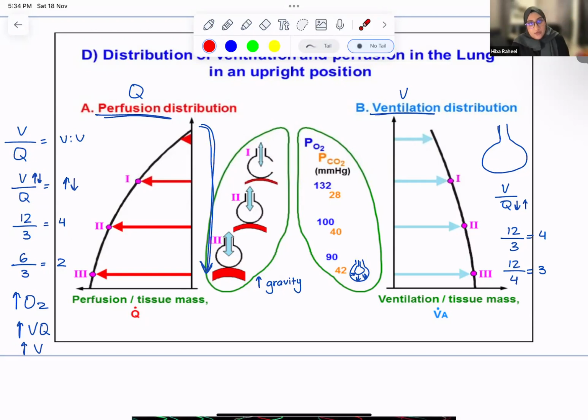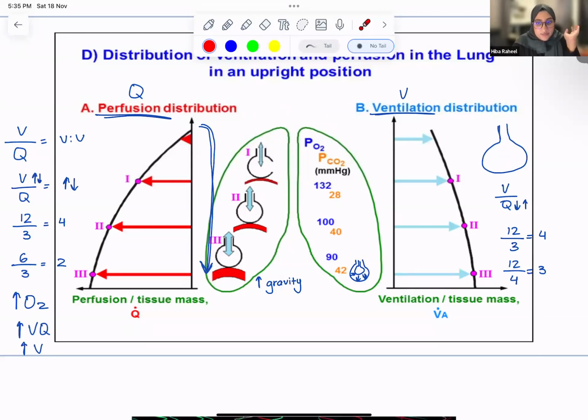Okay, so I'm going to explain that one more time. At the base of the lung, both the perfusion and the ventilation are high. So what ends up happening? The VQ ratio is canceled out. Both of them are high, they cancel each other out. VQ ratio is low. At the top of the lung, the perfusion is a lot higher than the ventilation. So what happens? The VQ ratio drops. So the VQ ratio is lower at the top.